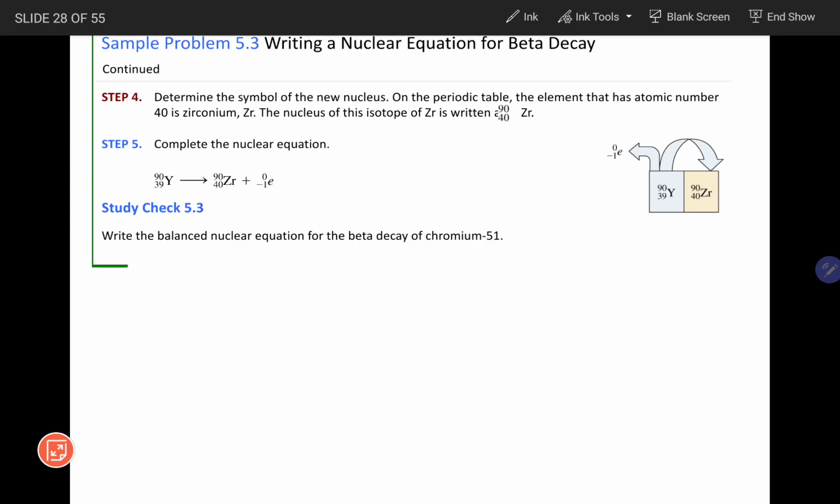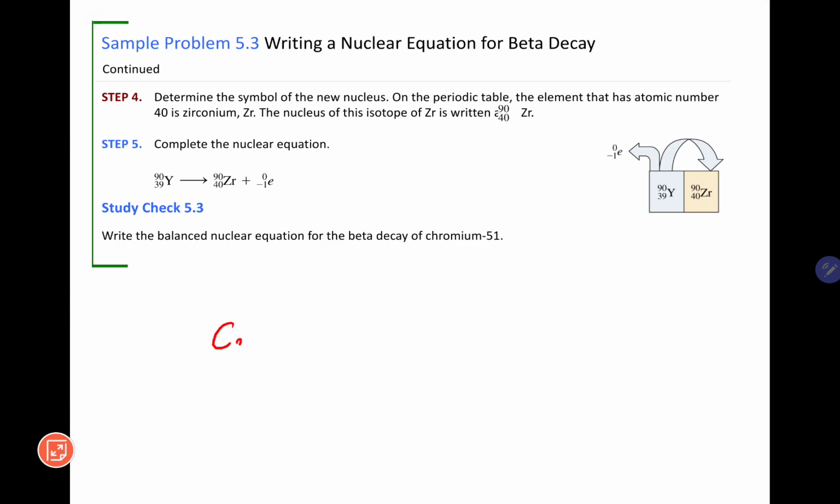All right, so let's do the balanced nuclear equation for beta decay of chromium 51. Okay, so what we have is chromium 51. If you got the previous one wrong, you must do this one correctly. Chromium atomic number is 24. This is beta decay, of course, so the new species will have the atomic number of 25, which is manganese, and then the mass number is the same, 51. All right, so this is the equation.